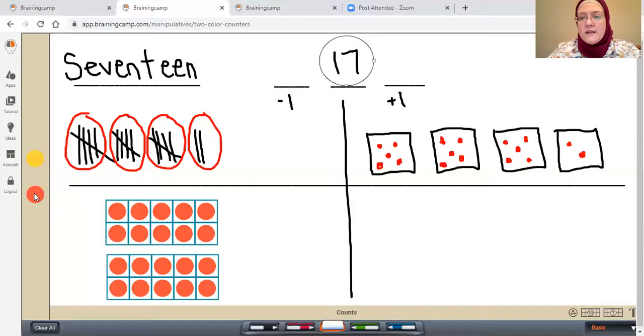Do I want 20? No. Well, that gives me an idea. Maybe I can make a number sentence where I take some away from 20. Ooh, don't like that one. Let me erase that too.